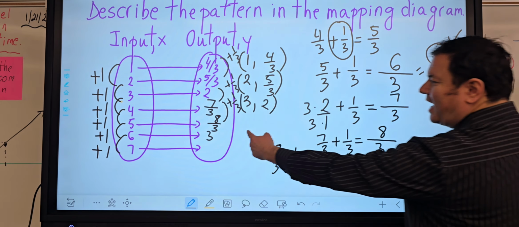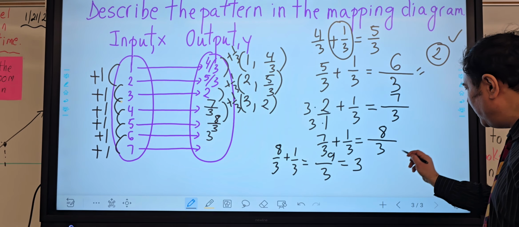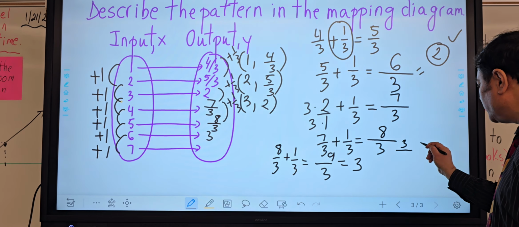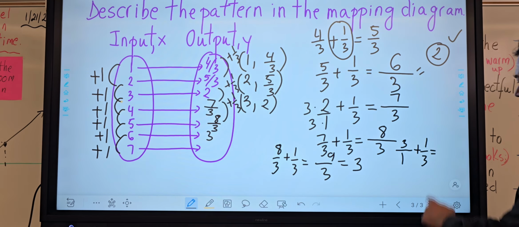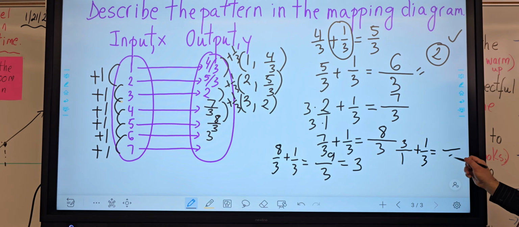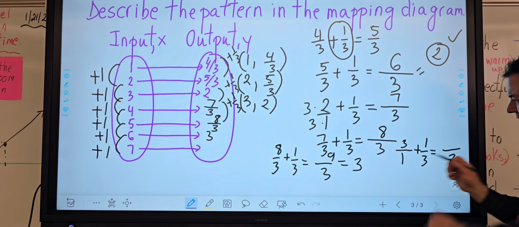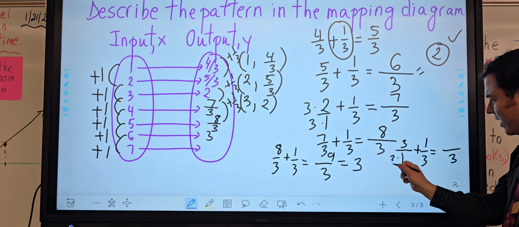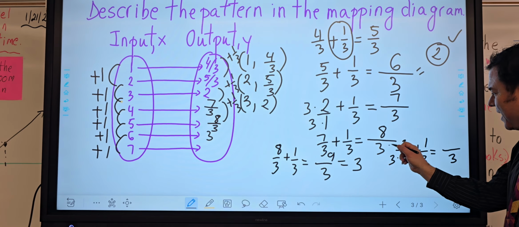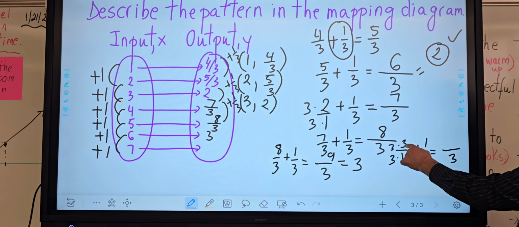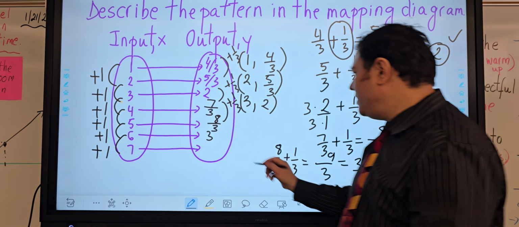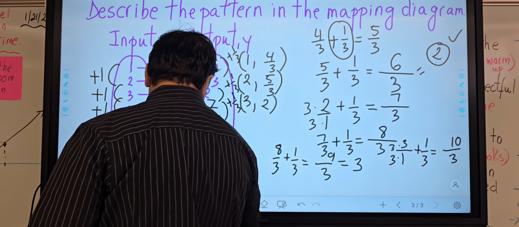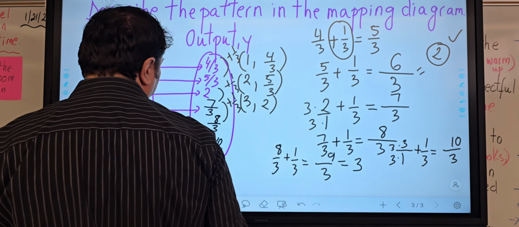And finally, let's add 3 plus 1/3. Let's do it here. 3 over 1 plus 1 over 3. Common denominator is 3. We need to multiply the first denominator here by 3. Whatever we do on the bottom, we do on the top. And then we multiply. 3 times 3 is 9. 9 plus 1 is 10. 10 over 3 is the last number there, right?